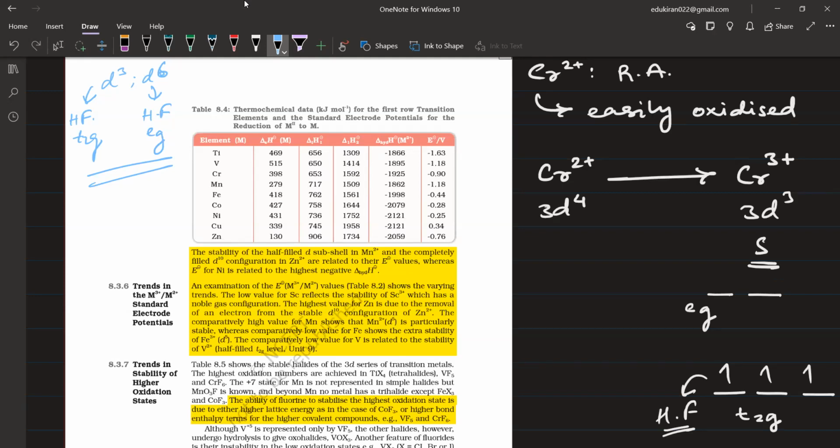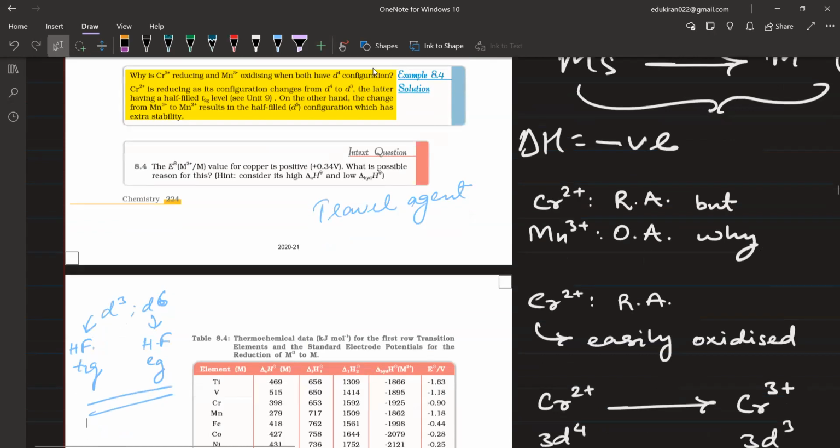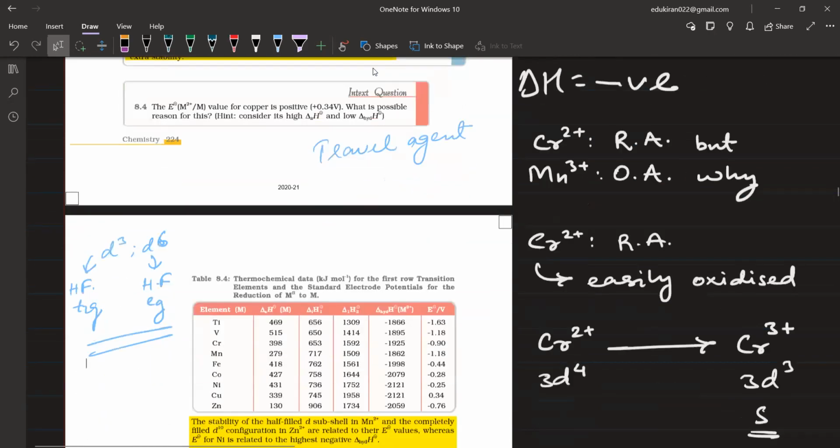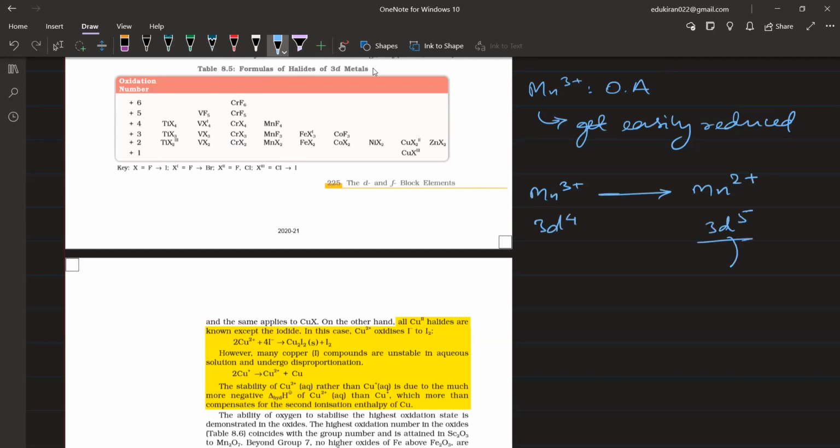Next case is Mn3+. Mn3+ is an oxidizing agent. This will be easily reduced, that means Mn3+ goes to Mn2+. So Mn3+ will be d4, and Mn2+ will be 3d5. Why is 3d5 stable? Because of half filled d orbitals. Please remember this.